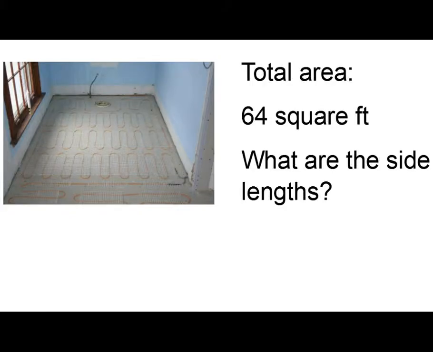I'm redoing my bathroom right now, and I took a picture right before I left to go to Home Depot, and I remembered that the area was 64 square feet. That's the total area of the bottom here. I'm putting in some heat into the floor so that in the morning it'd be nice and warm for me. But I forgot to measure the side lengths. So I want to figure out how to find the side lengths if I know the area.